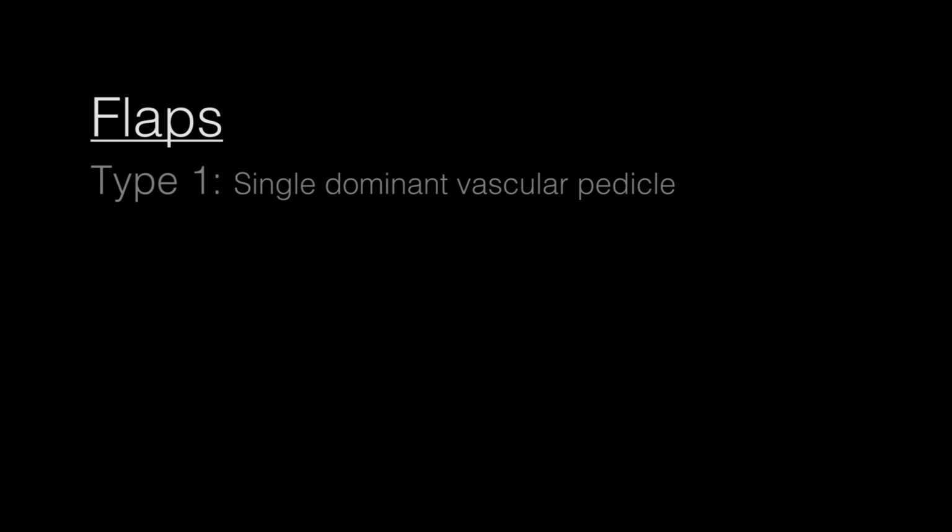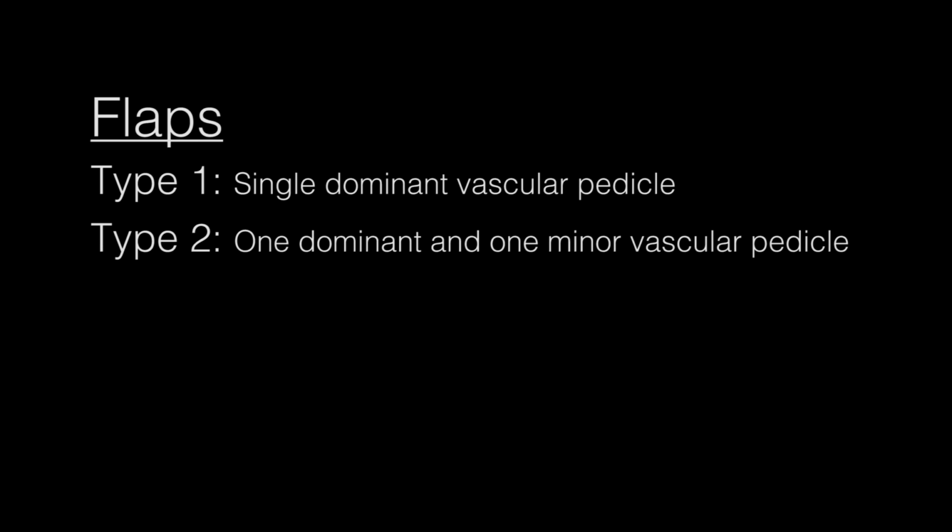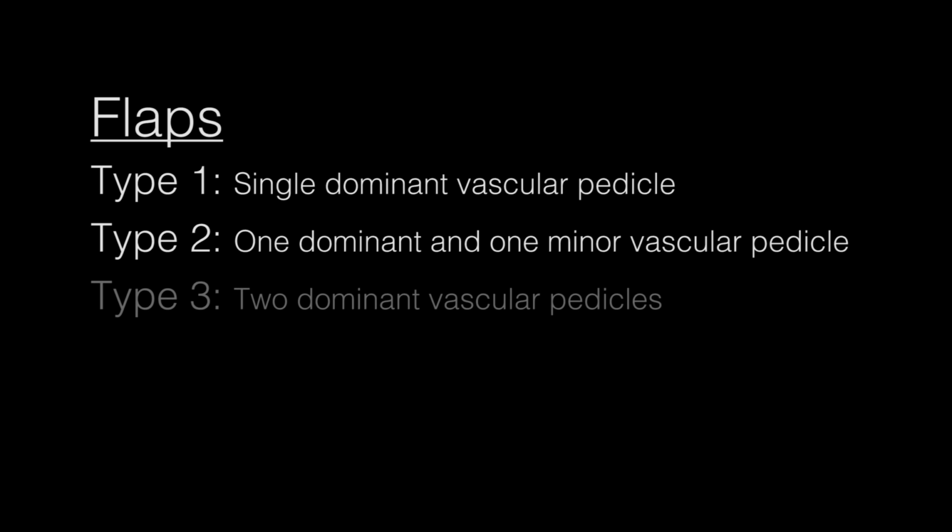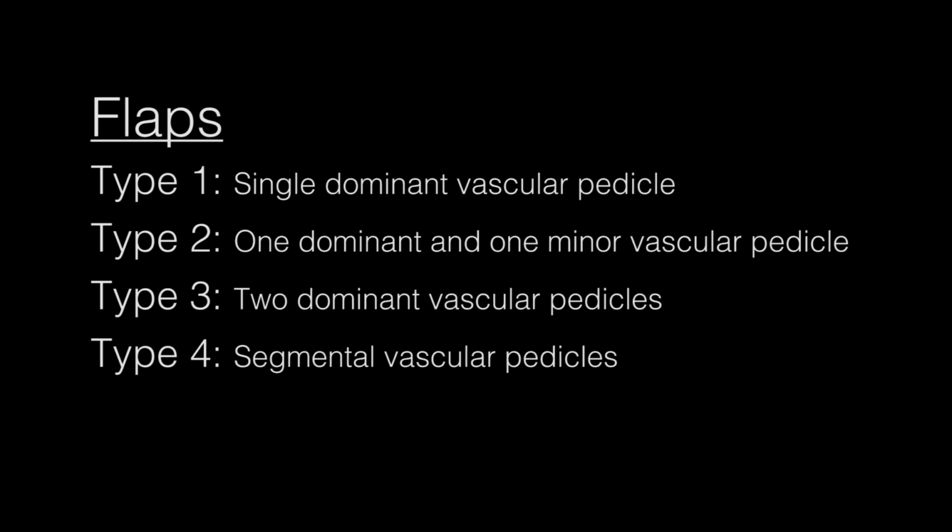There are 5 types of flaps that are categorized according to their blood supply. A type 1 flap has a dominant vascular pedicle. A type 2 flap has one dominant inflow and one minor vascular pedicle. A type 3 flap has 2 dominant vascular pedicles, and a type 4 has segmental vascular pedicles.